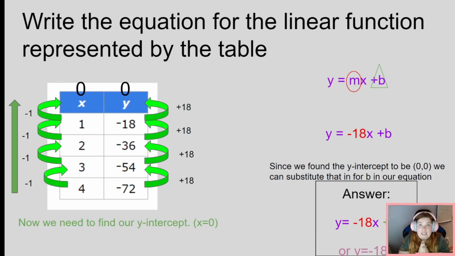So when you find the equation of a table, you need to find the slope of that table first. Then find the y-intercept of that table. Once you've got both of those, all you have to do is plug them into the slope-intercept form y equals mx plus b. Remember, you're only replacing the m and the b. Good luck.